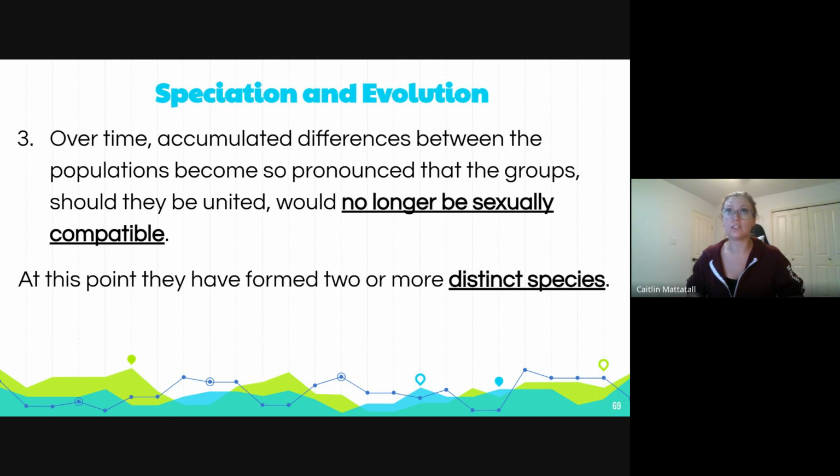that if these two groups were to come back together and potentially tried to reproduce, it wouldn't work. They're no longer sexually compatible. They can no longer have babies together that can have their own babies. And at that point, they have become a distinct new species.